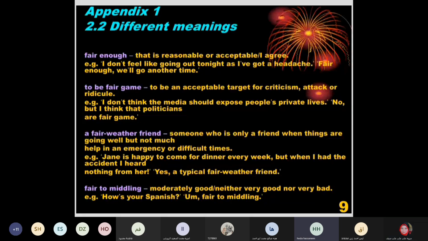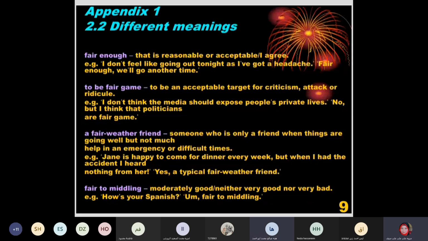It means in the middle stage. For example, how's your Spanish? Fair to middling. It's not so good and it's not so bad. It's in the middle. It's half half. Yeah, half half. Very good. Yes, that's it, Miss Marwa. Thank you, Mrs. Hoda. Very good.